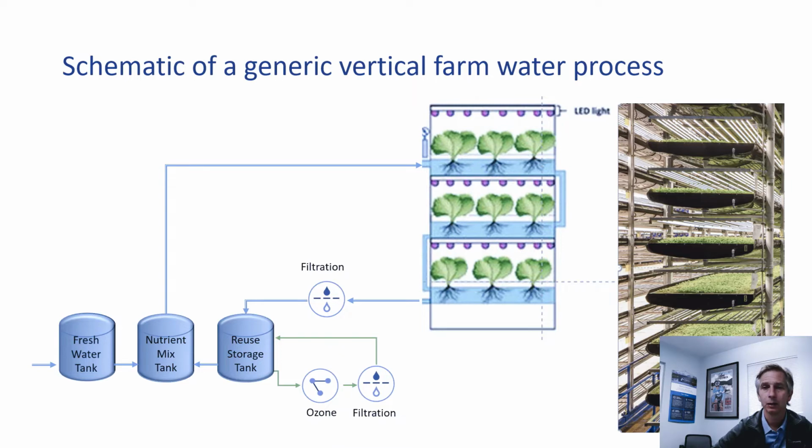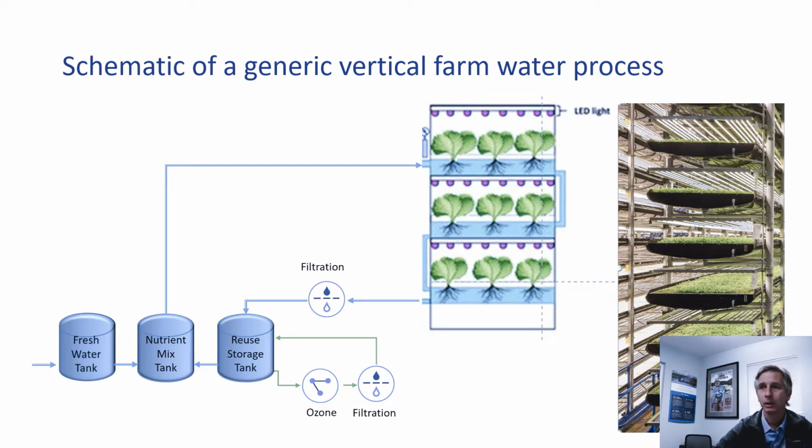Now, many of these farms will have 3 or 4 different grow rooms with 3 or 4 different nutrient mixes depending on the type of leafy green they're going to be growing. So this shows just one water system, but a farm may include multiple water systems in the same building.